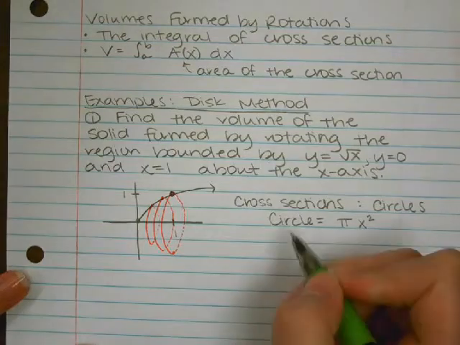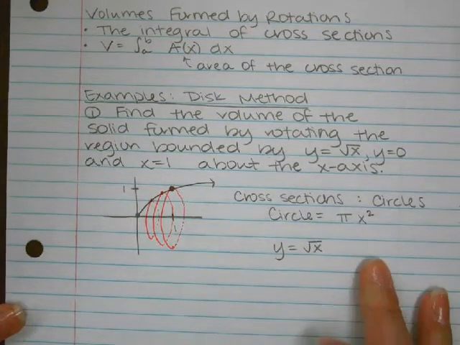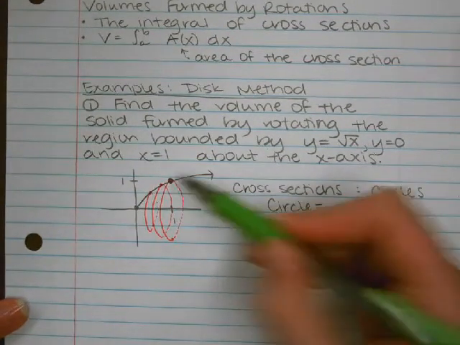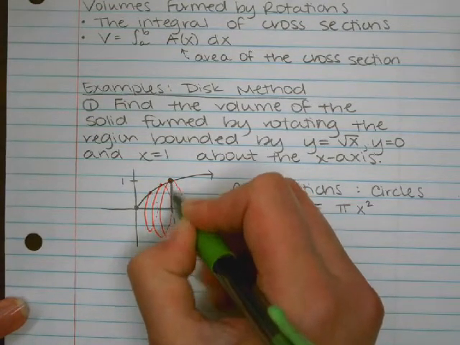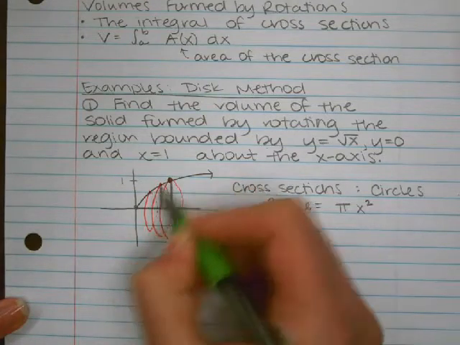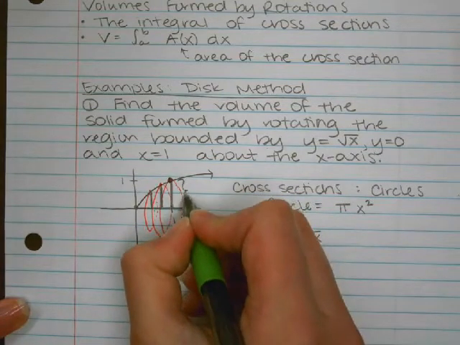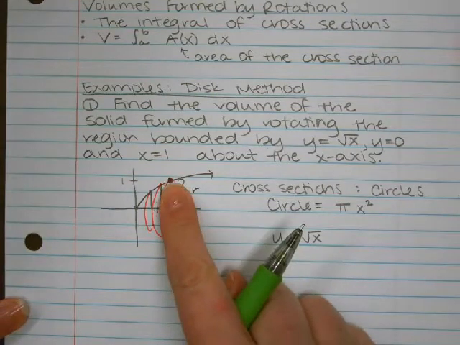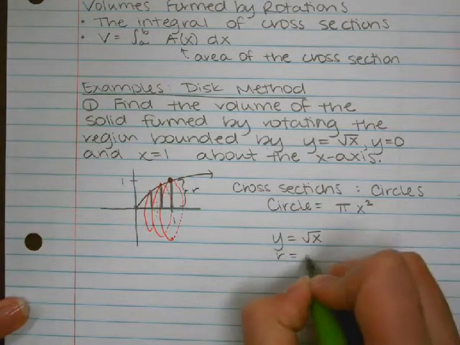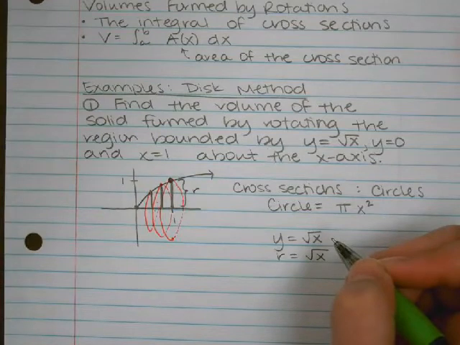So here we're going to look at what our function was. That was y equals the square root of x. And the square root of x, right here, is how we figured out what our r was. So the radius of the circle is right here, or right there. Each radius is determined by taking an x value and plugging it into the curve. So we're going to say the radius of the circle is square root of x. Whatever x value I plug in is going to spit out a y coordinate that is the radius of the circle for that cross section.